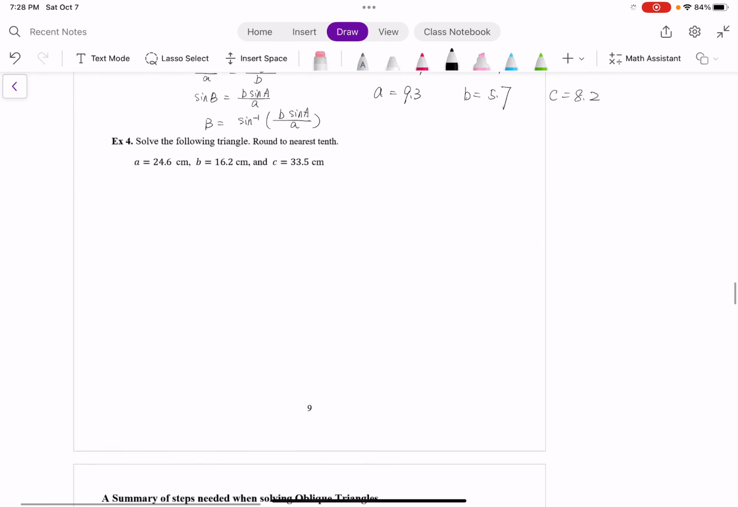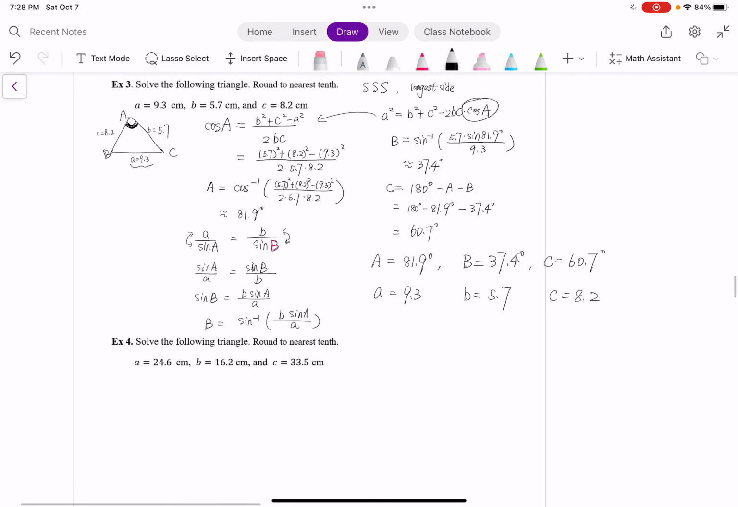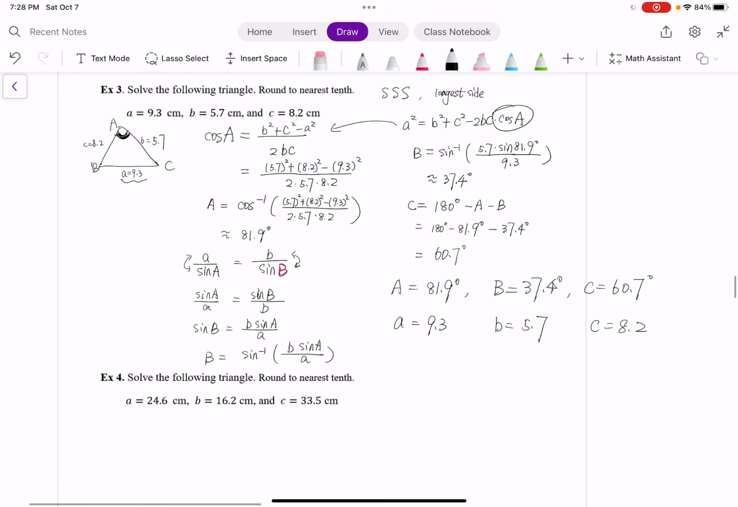Okay, let's see the next example. So let's do a little conclusion. If I have the SSS case, what should I do first? I will find the angle of the longest side first using the law of cosines. Second, find another missing angle by using the law of sines. And then use the addition of the three angles equals 180 to find the last missing angle.